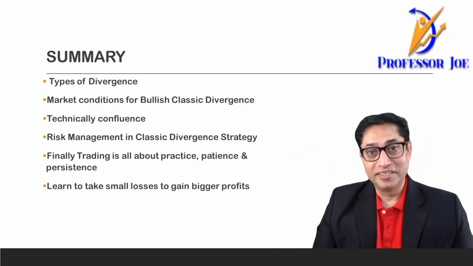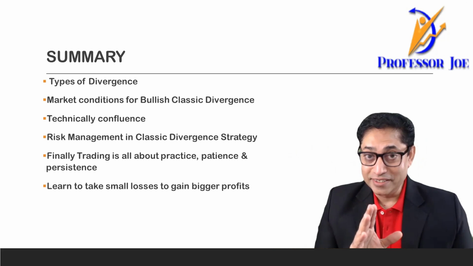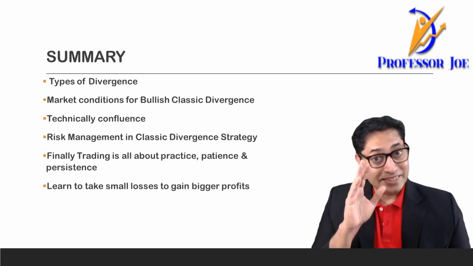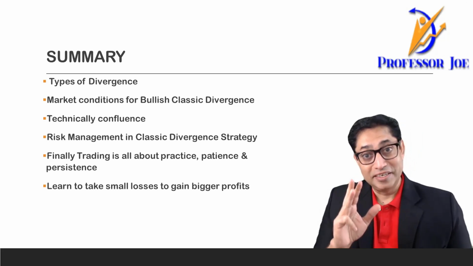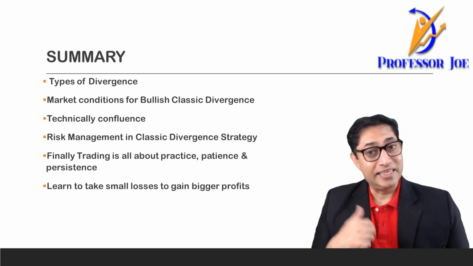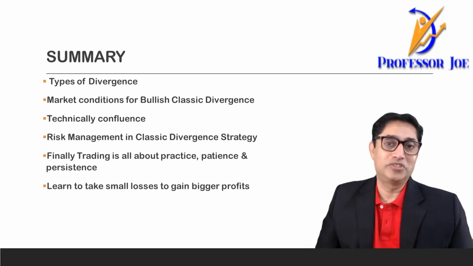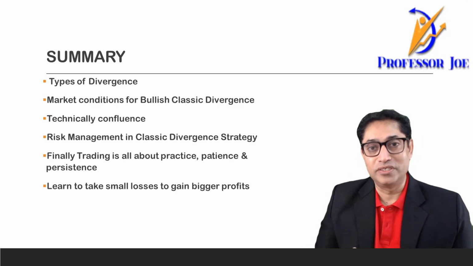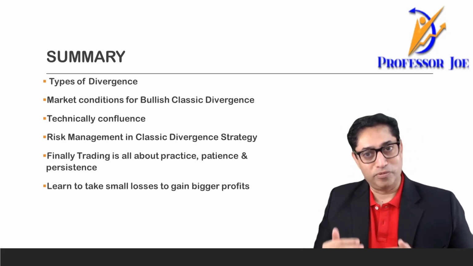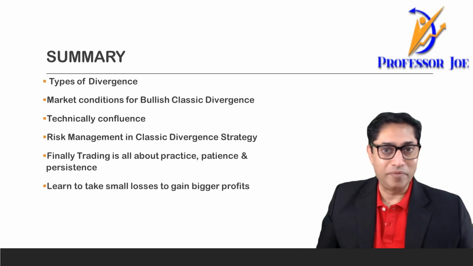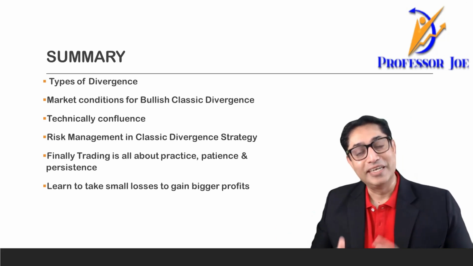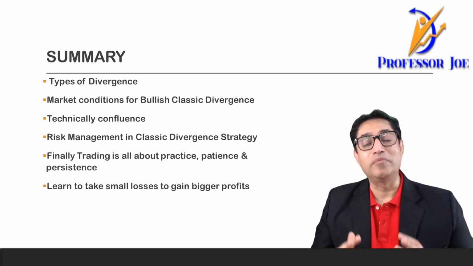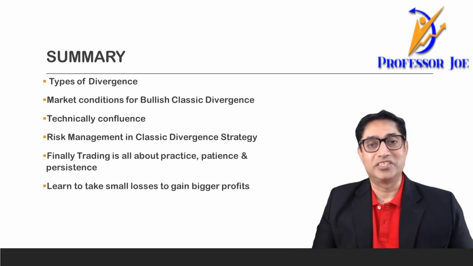Finally, friends, trading is all about practice, patience, and persistence. If you really want to be a successful trader, these 3 things are important: practice, patience, and persistence. And the next important thing is learning to take small losses. So if you see a good setup, you enter into a trade, but you apply a stop loss. If you are wrong, the stop loss will be hit. And if you've invested, say 0.5%, you still have 99.5% equity left to enter into your next trade. This way, with practice, you will become a better and successful trader.